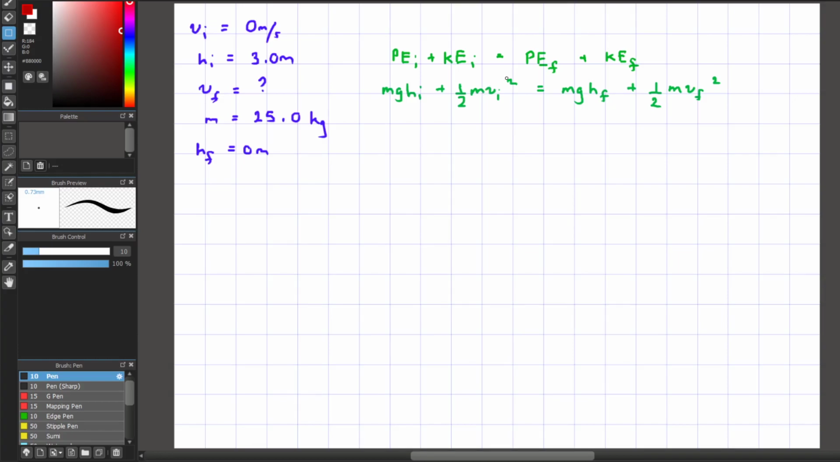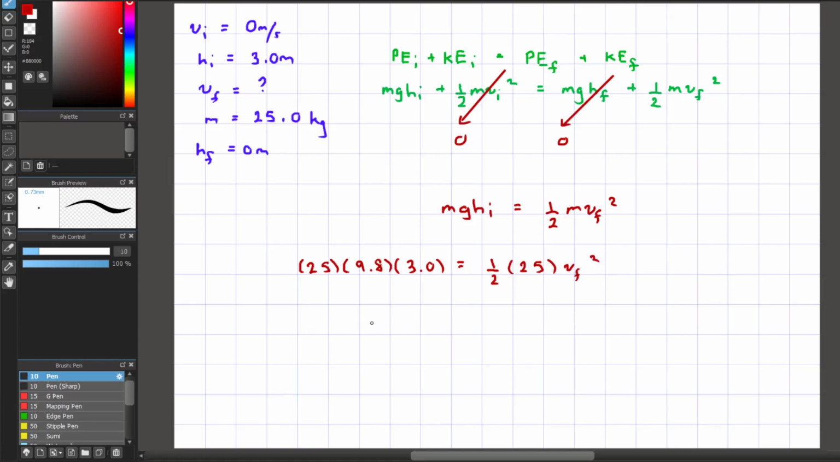Initial kinetic energy is 0 because the initial velocity is 0. Final potential energy is 0 because the final height is 0. This leaves us the initial potential energy equaling the final kinetic energy. We have all the known information, so let's put it in. This gives us 735 joules equals 12.5 times the final velocity squared. Working this out, her speed at the bottom of the slide is going to be 7.66 meters per second.